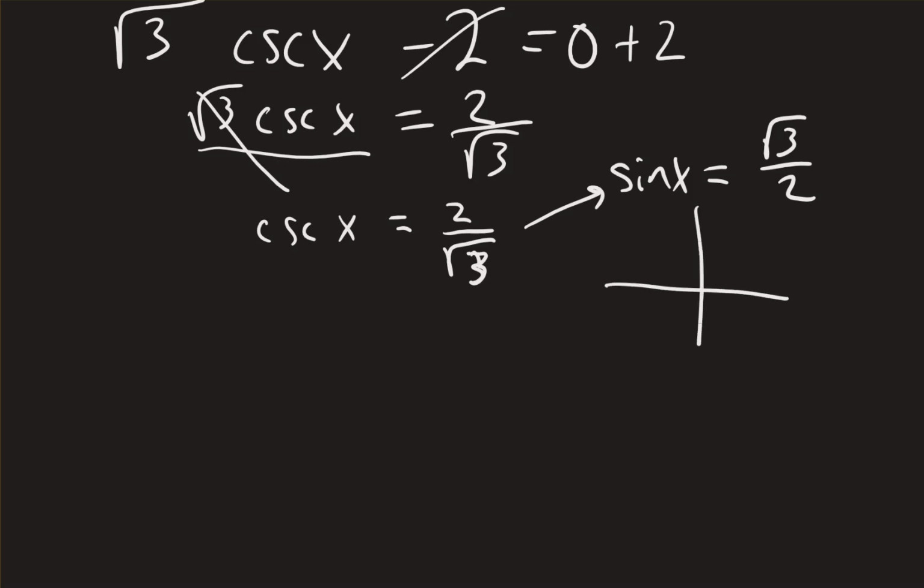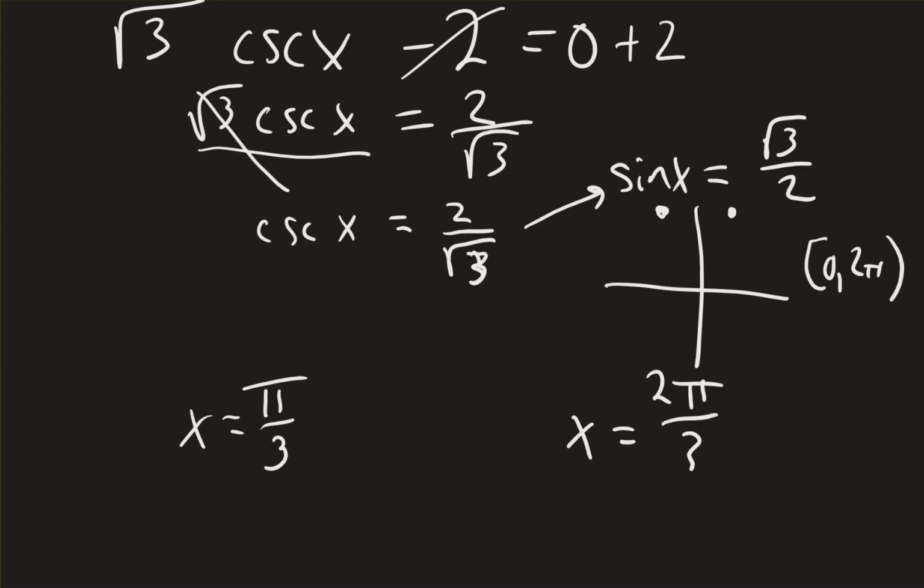So if the direction said between 0 and 2 pi, I would worry about one rotation, and where sine is positive square root of 3 over 2 would be at this location, pi over 3, and this location, 2 pi over 3.